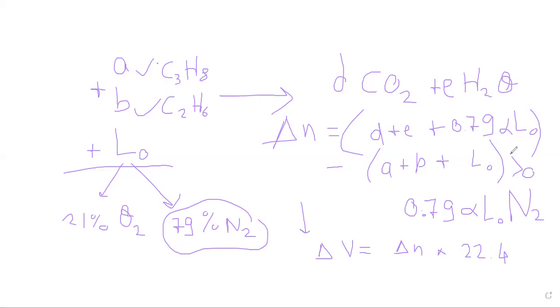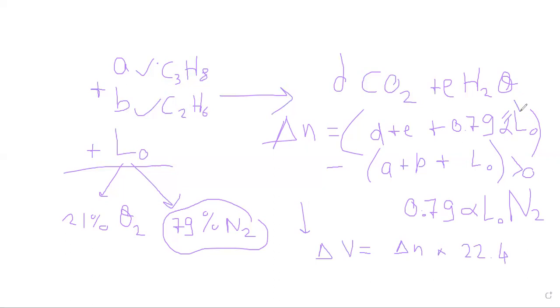Now, in order to calculate the heat of combustion of the mixture... Doctor, question. Yes. I'm sorry to interrupt. Yes, sure. What is alpha? In this problem, what is alpha? Because it is stoichiometric, it's 1. In this problem, it's 1.